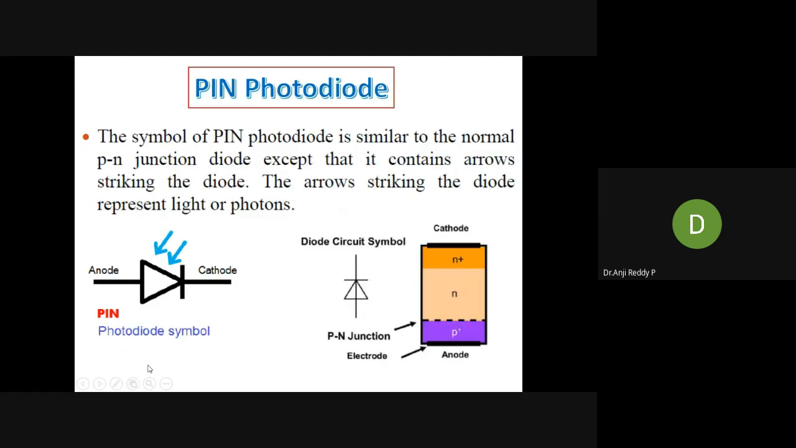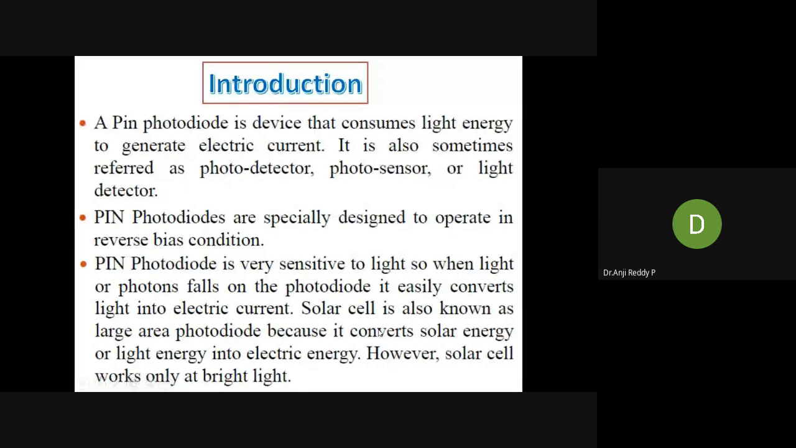Any doubt in the first one, the introduction? What is the meaning of PIN photodiode? It is a device that converts light energy to electric energy, or consumes light energy to generate electric current. Both are the same definition. Based on application, we can call it a photodetector, photosensor, or light sensor.